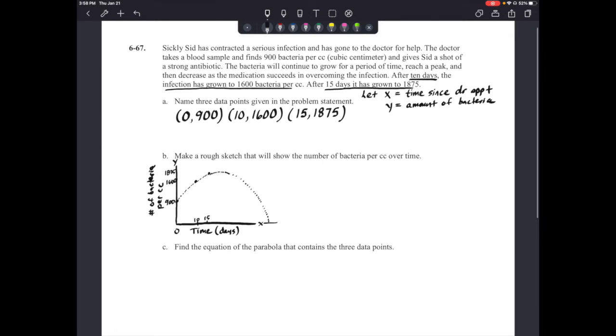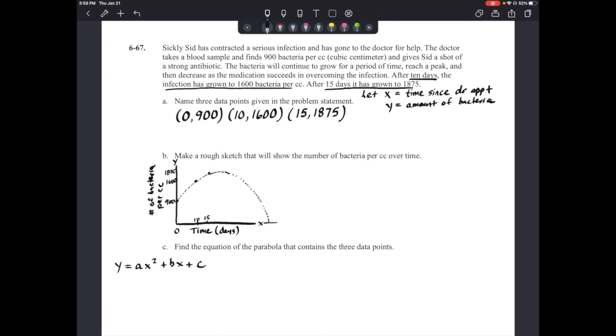Let's look at C. It says find the equation of the parabola that contains the 3 data points. So this is a great opportunity now that you know what's going on. If you want to pause the video here and try to come up with these equations on your own first. Okay, I'm going to go through it now, but please use the power of the video to make sure that you're understanding. So I'm going to start out. We know that this is a quadratic. It's a parabola that's opening down.